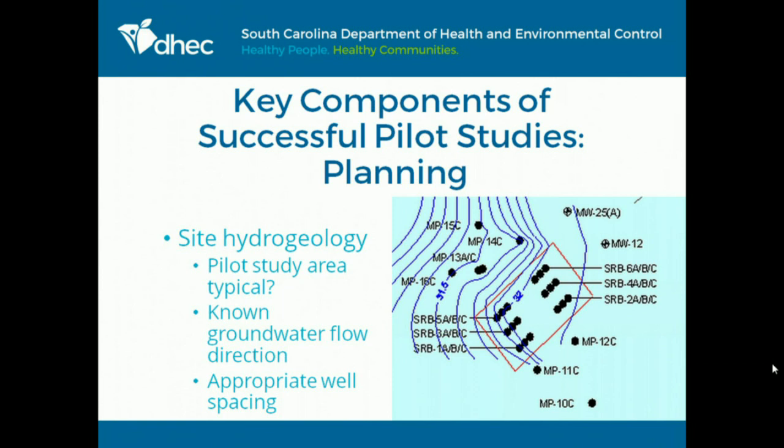Is the pilot study area typical with regards to the hydrogeology? Do you know the groundwater flow direction? Do you have appropriate well spacing? And you can see we had a lot of wells. It doesn't have a scale there showing, but this was a very short permeable reactive barrier pilot test. The PRB was probably not more than 50 feet across, and we had, how many is that, like 18 monitoring points within that permeable reactive barrier and several around.